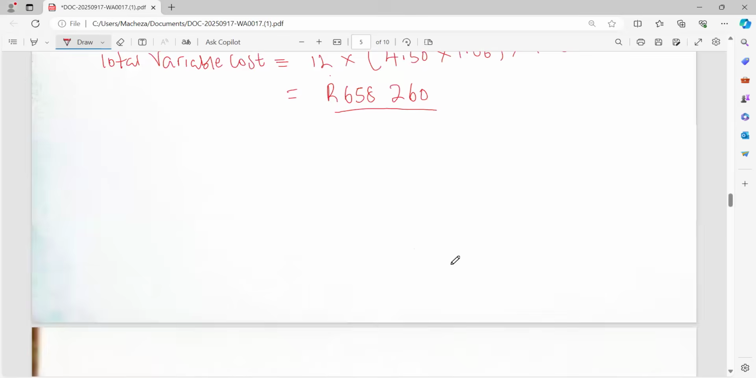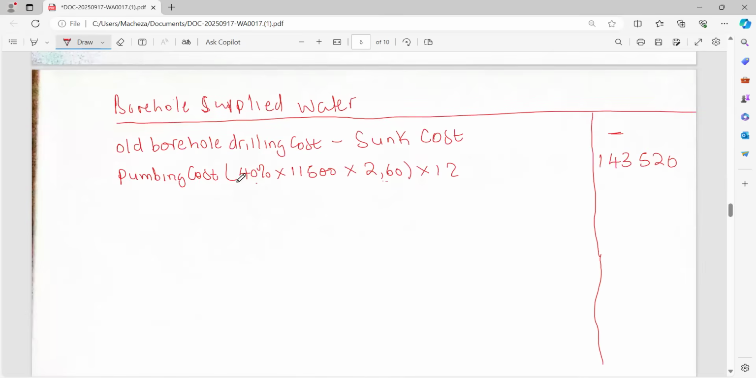Right, so let's look at how we put it on paper. Here we have drilling cost, new bore. So this is going to be 45,000 with a discount of 5%. You can just say times 95%.